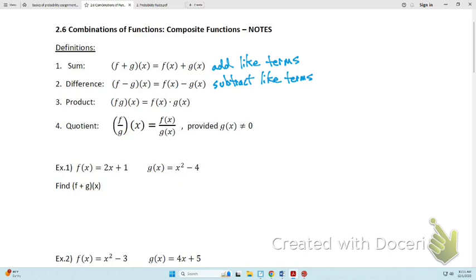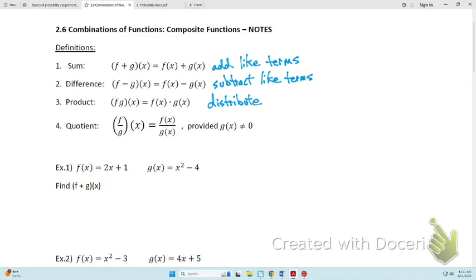Between two functions that you're multiplying, you distribute. The quotient property, that's where you're looking for common factors to cancel out. And we'll get to that eventually, not in this video.